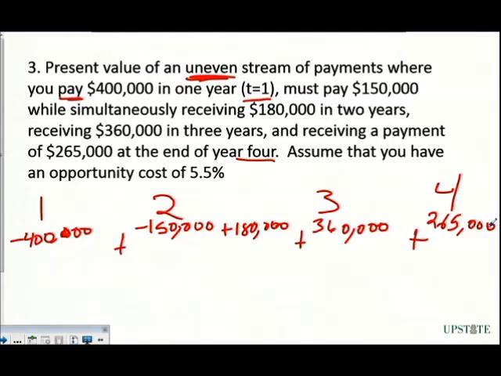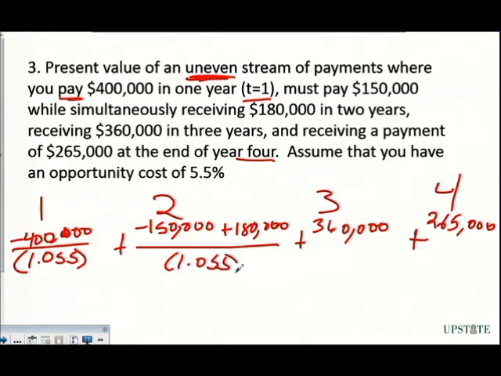Now, we didn't have to discount all this stuff back, right? We are paying this $400,000 in year 1, which is going to be discounted at our opportunity cost of 5.5%. In year 2, all of this is divided by the 5.5.